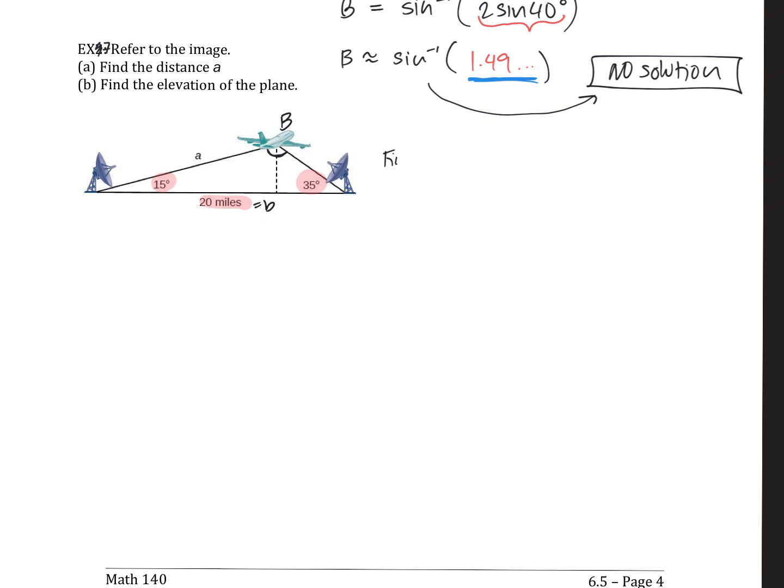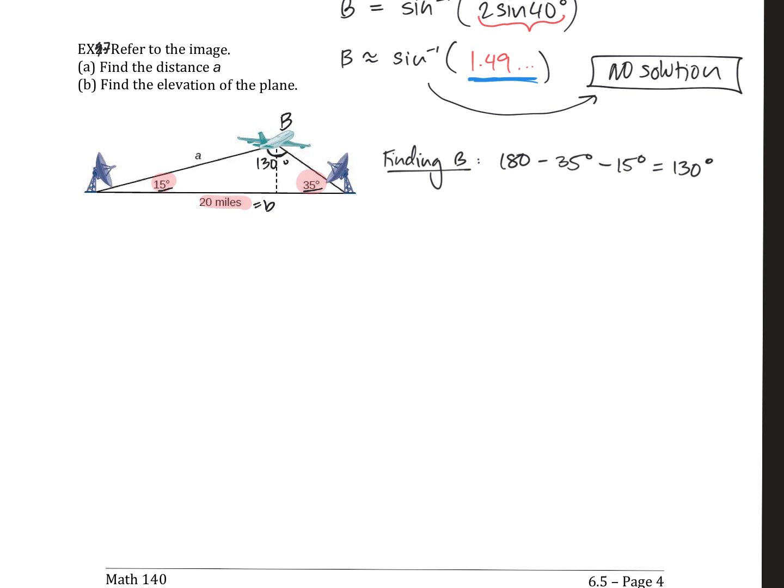So finding B, that's going to be 180 minus the 35 degrees from there, and then minus the 15 degrees. And we'll end up with the angle of 130 degrees. Okay, so I have 130 degrees. We filled in all of the angles. Good. So now I'm trying to find A.